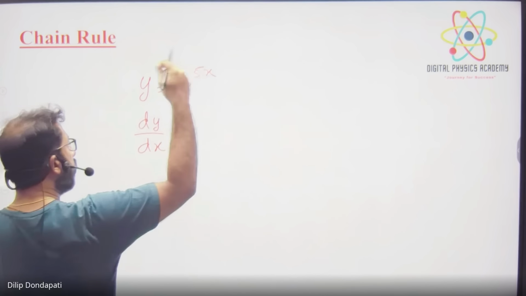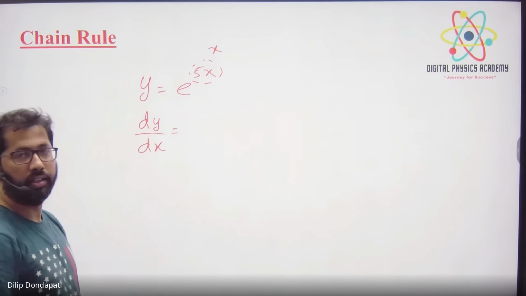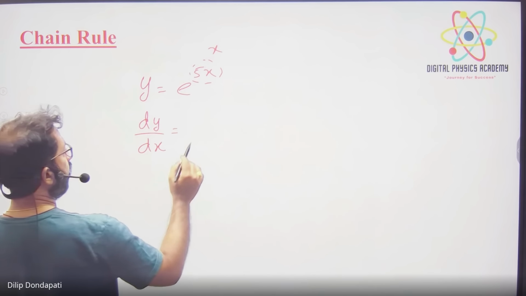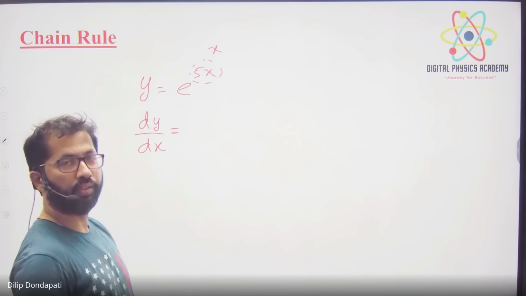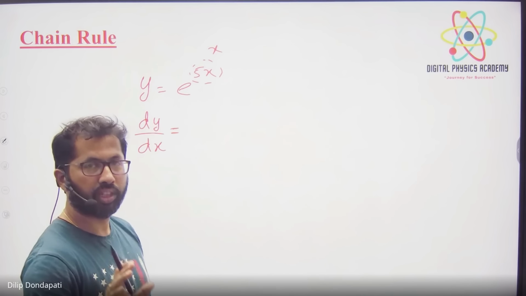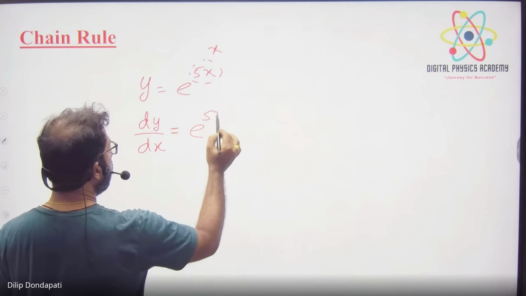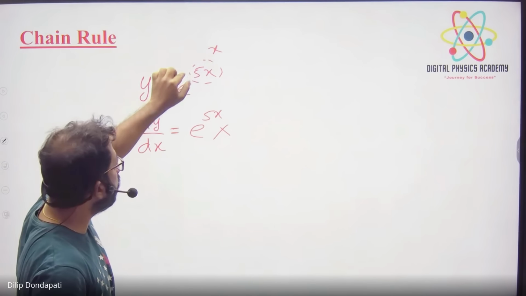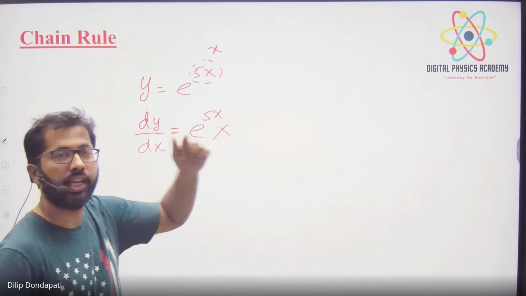You assume in your mind this as x only. So what will be the differentiation of e power x? How much? x e into x minus 1? No. The differentiation of e power x is e power x only. So e power 5x you will get, into whatever you assumed as x, that we again have to differentiate. That is called the chain rule.